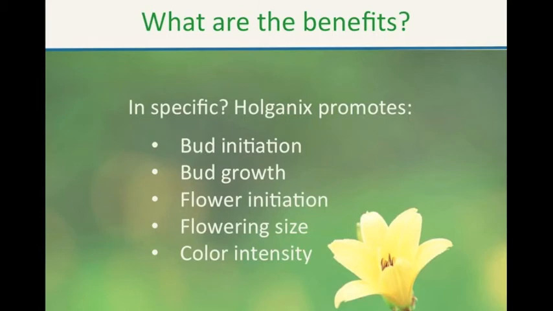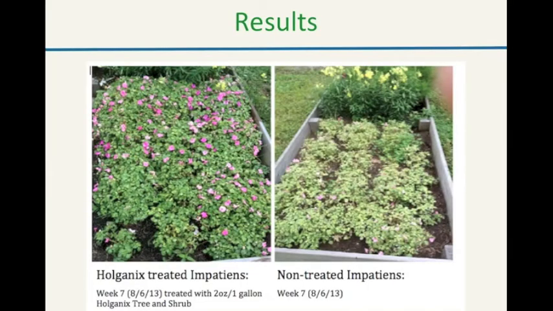And I'd like to show you some examples of that. These are impatiens that were grown at our research center in Connecticut, or rather in Pennsylvania. And the flowers on the left were treated with Holganix. The flowers on the right were not. And you can see, obviously, that they have. These pictures were taken on the same day, and the impatiens treated with Holganix are greener, lusher, produced more flowers.